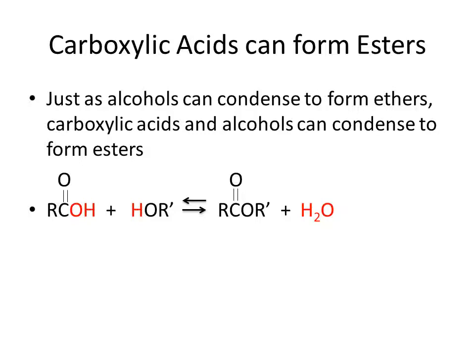On the right of the reagents, we have an alcohol, ROH. On the left, we have a carboxylic acid, C double bond O, OH. To condense these together, we remove water. So we can remove water by taking the hydrogen from the alkyl group and the hydroxyl group from the acid. The two remaining parts are then joined together to form an ester.